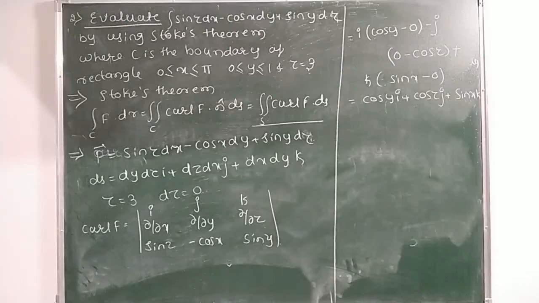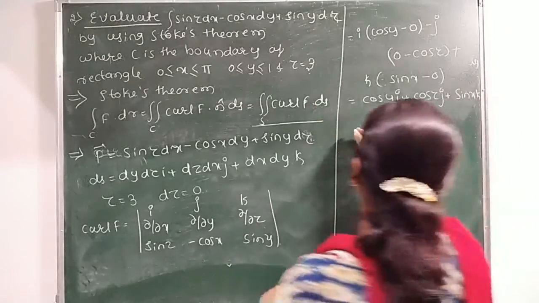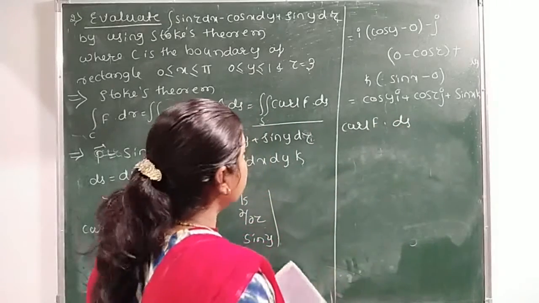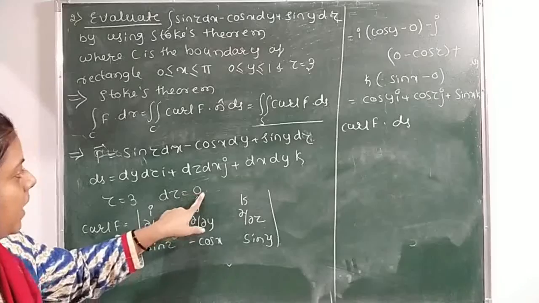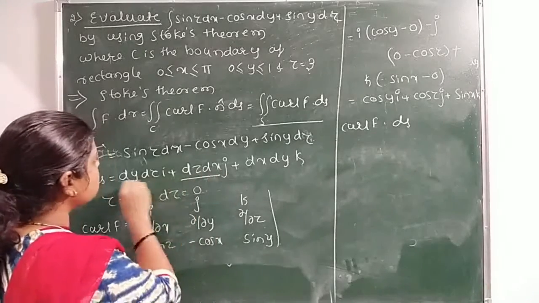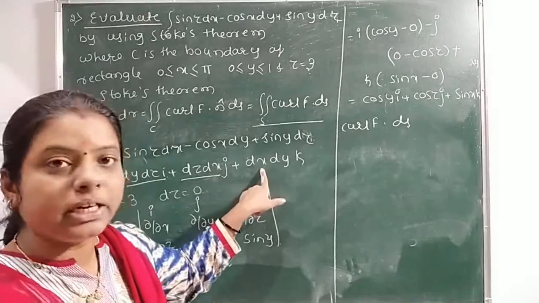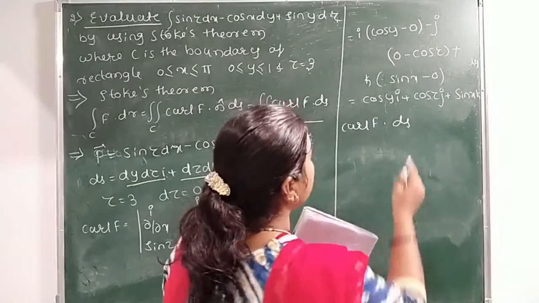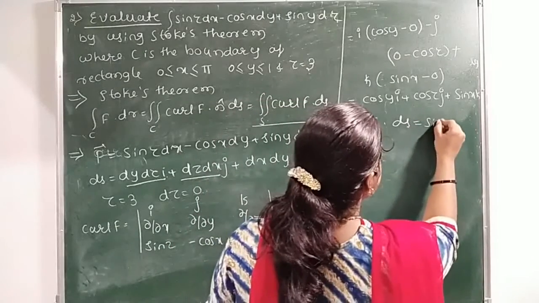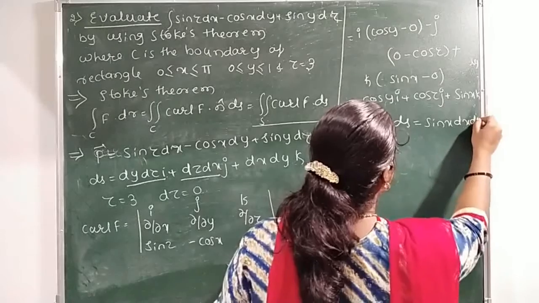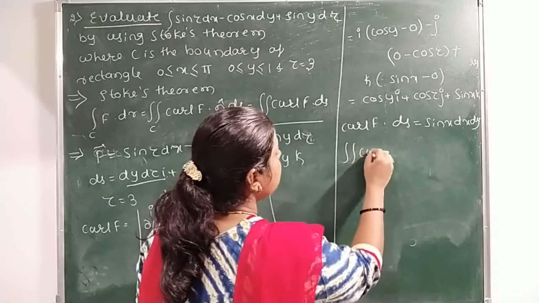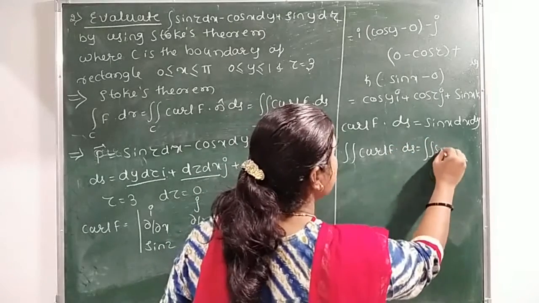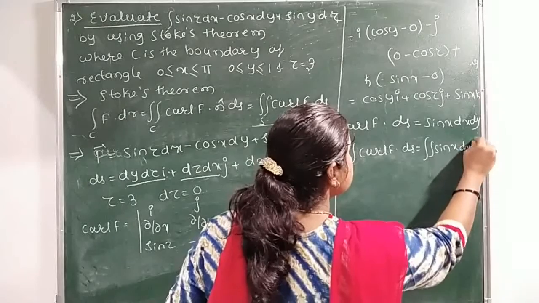After getting this, we have to apply the dot product with the ds term. Now curl f dot ds. The ds term has dz, and we make it 0, so this term is 0 and this term is 0. We have to get only the dx dy term, so with the k term you have to apply the dot product. That is sin x dx dy. Now apply the integration here. The double integration of curl f dot ds is equal to the double integration of sin x dx dy.